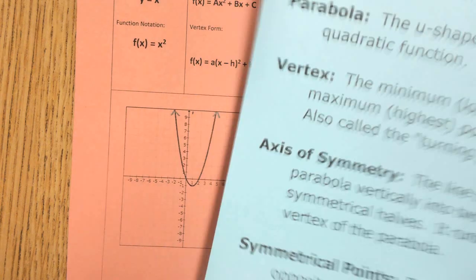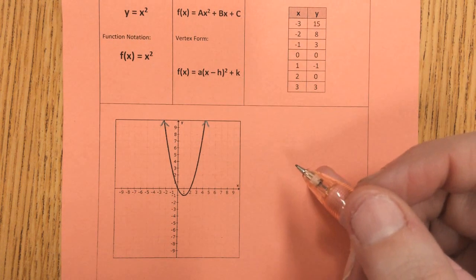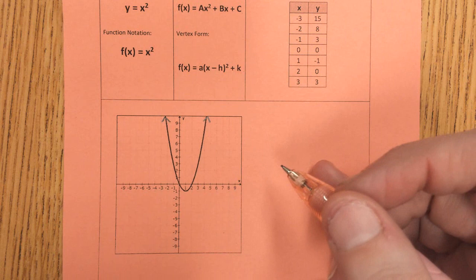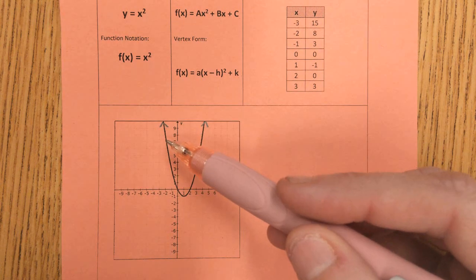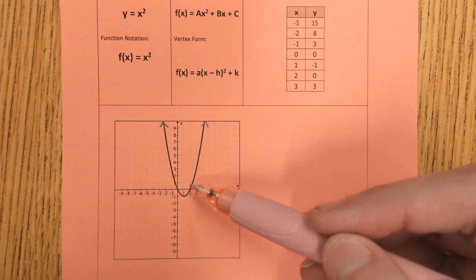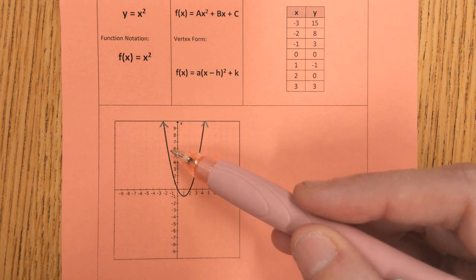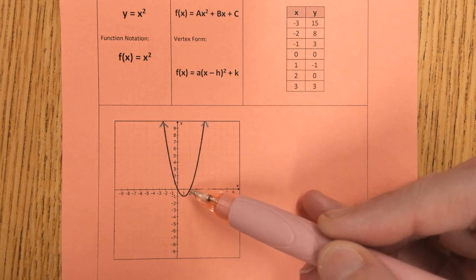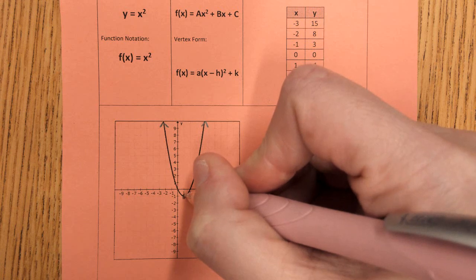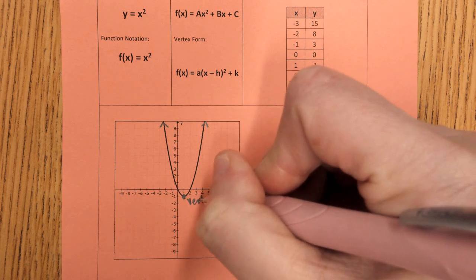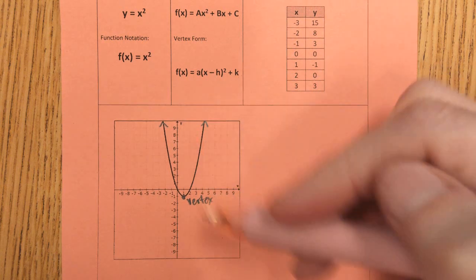So the next thing we're going to talk about is the vertex, okay? The vertex is the minimum or maximum point of a parabola. We also call it the turning point. The reason we call it the turning point is because it's the point at which the parabola stops going in the direction it's going and starts going the other one. So here, we're getting smaller and smaller and smaller. Whoop, change my mind, we're getting bigger and bigger. So this point right here is my vertex.